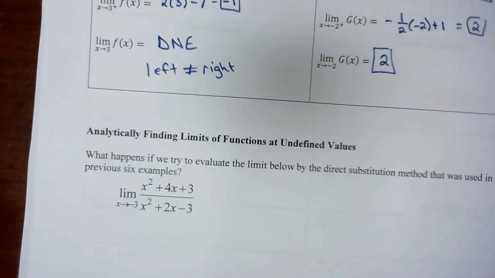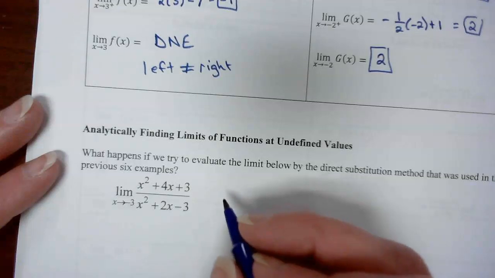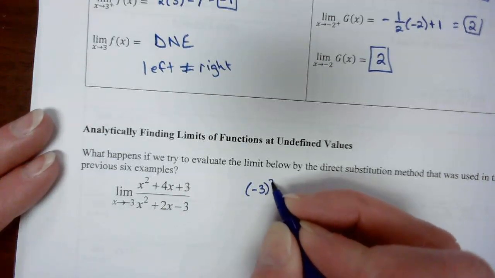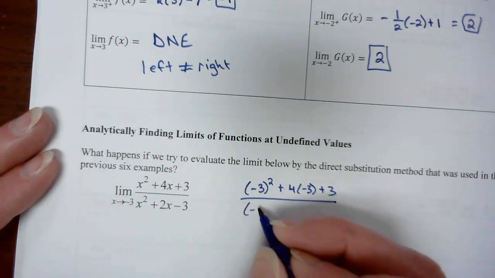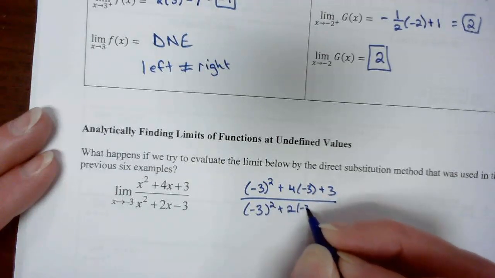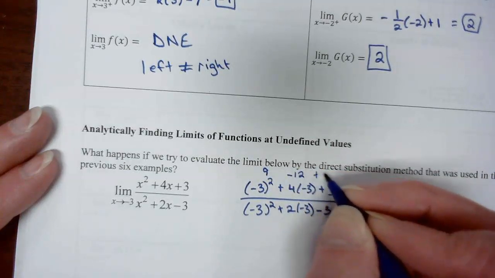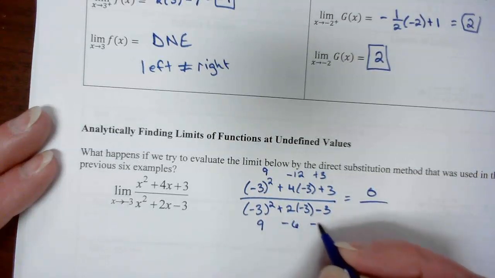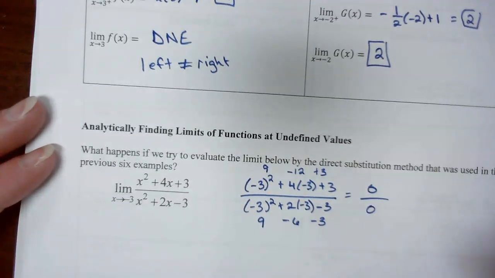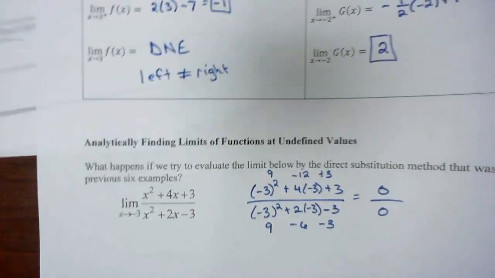Now let's see what happens when direct substitution doesn't work. So let's look at this one. If I tried plugging in, I would have negative 3 squared plus 4 times negative 3 plus 3, over negative 3 squared plus 2 times negative 3 minus 3. So I've got 9 minus 12 plus 3, that's 0. 9 minus 6 minus 3, that's 0. I've got 0 over 0. That's bad, bad, bad. That's not 0. It's not undefined. It's indeterminate. I don't know what it is.